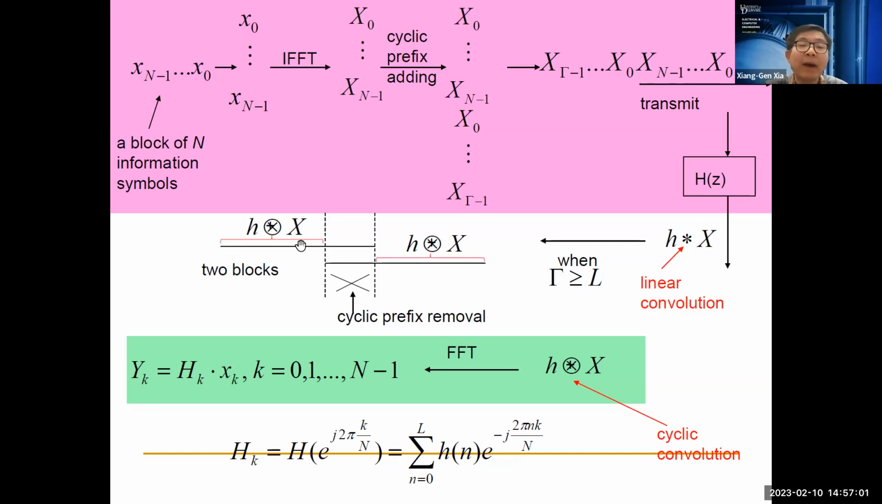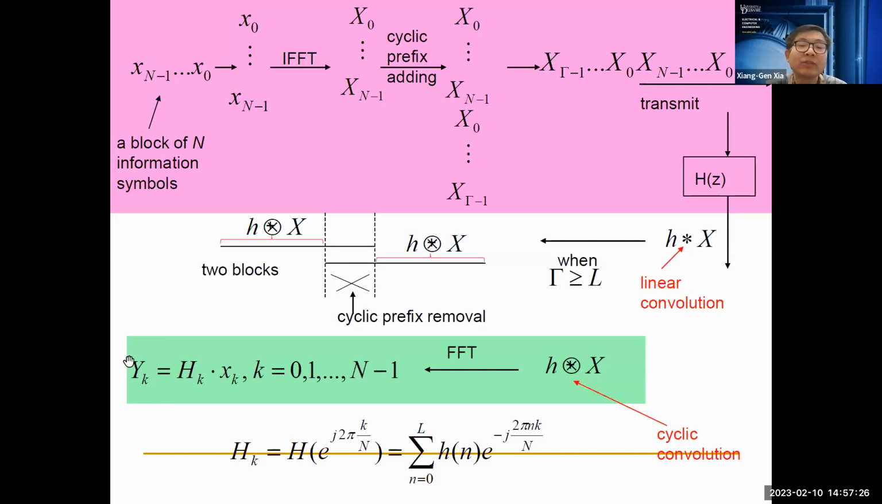And it's interesting, the part that remains is the cyclic convolution, and this is also the cyclic convolution. So on the receiver side, after the prefix part is removed, because both are cyclic convolutions, you can do N-point FFT, and then this cyclic convolution becomes the product in the frequency domain.